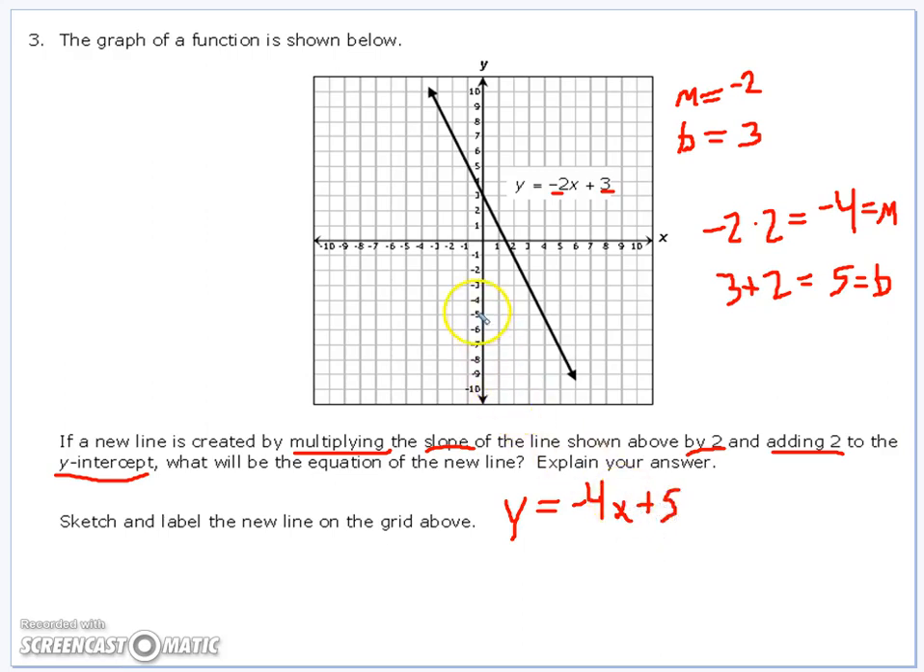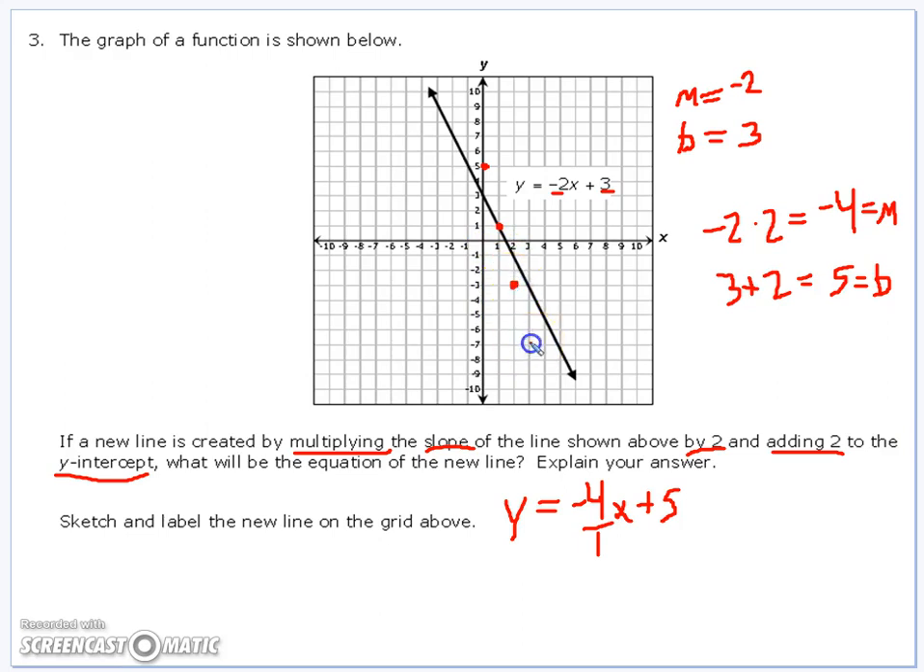Okay, so from there we can graph our new equation, starting with the y-intercept here at 5, and using our slope of negative 4. If we make that into a fraction, it's going to be negative 4 over 1, meaning that the graph's going to go down 4 every time it goes over 1. So 1, 2, 3, 4 over 1.